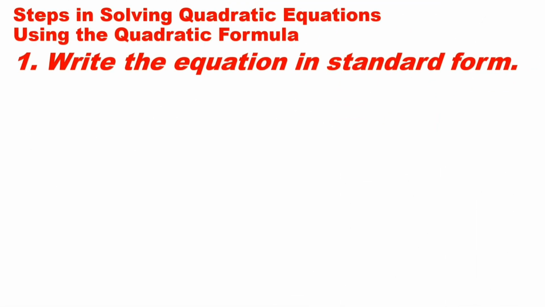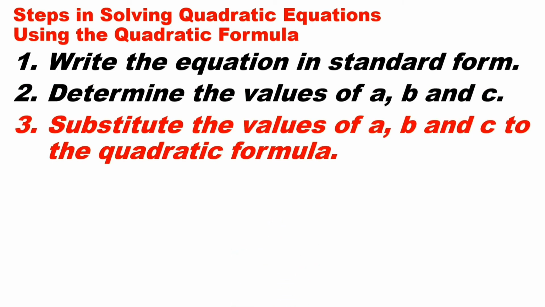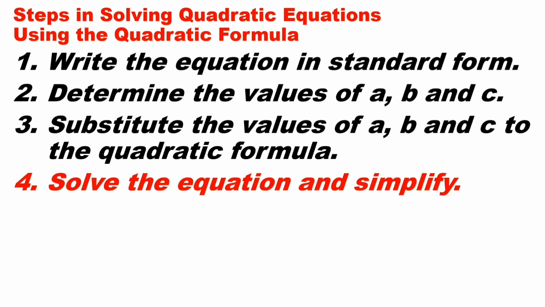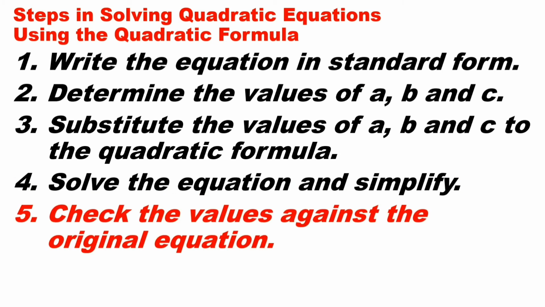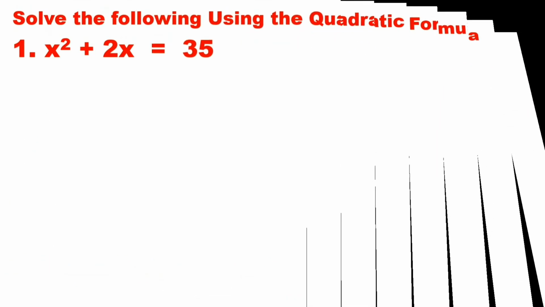The following are the steps in solving quadratic equations using the quadratic formula. Step 1, write the equation in standard form. Step 2, determine the values of a, b, and c respectively. Step 3, substitute the values of a, b, and c into the quadratic formula. Step 4, solve the equation and simplify. Step 5, check the values against the original equation. And step 6, state the final answer.